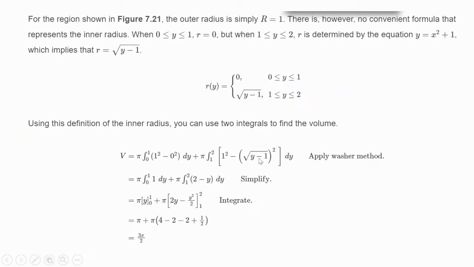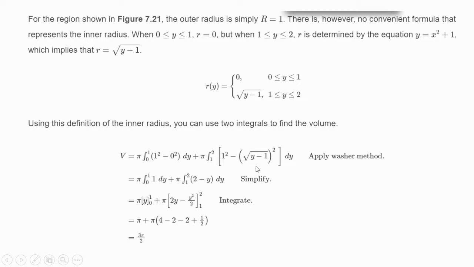But here we have to use the washer formula. So this is again pi, but now we're integrating y going from 1 to 2. This is dy, of course. Now the outer radius is 1 squared, but the inner radius as a function of y is the square root of y minus 1, whole squared.